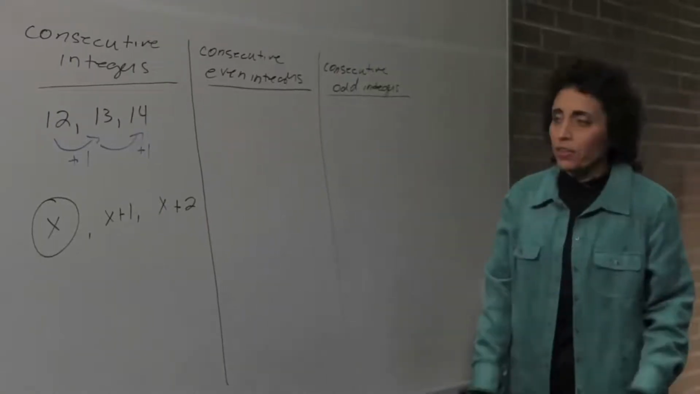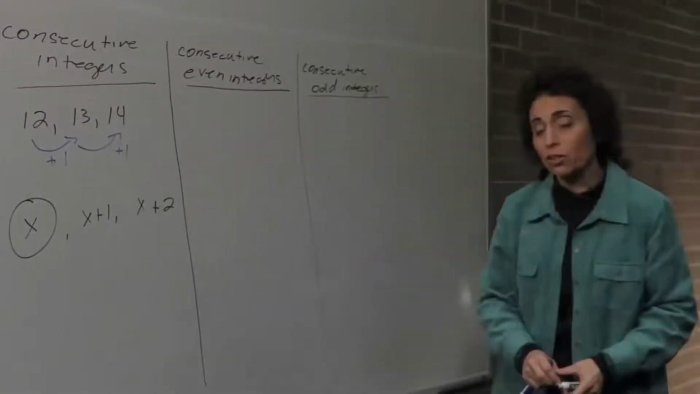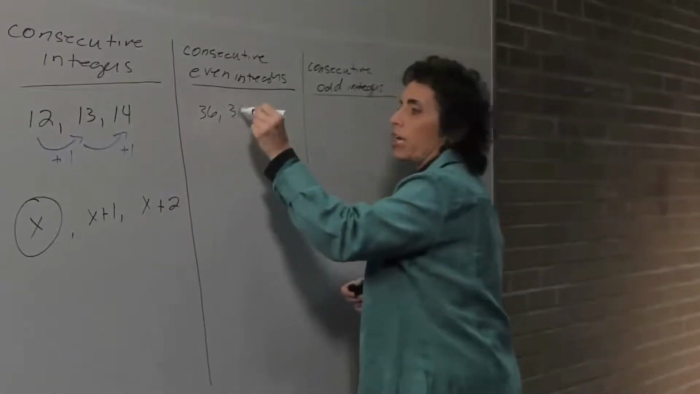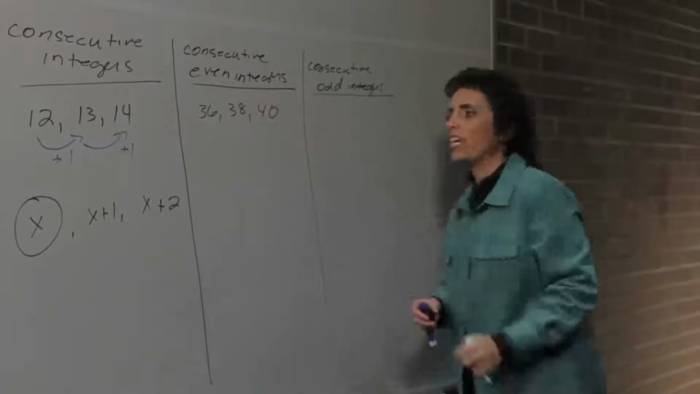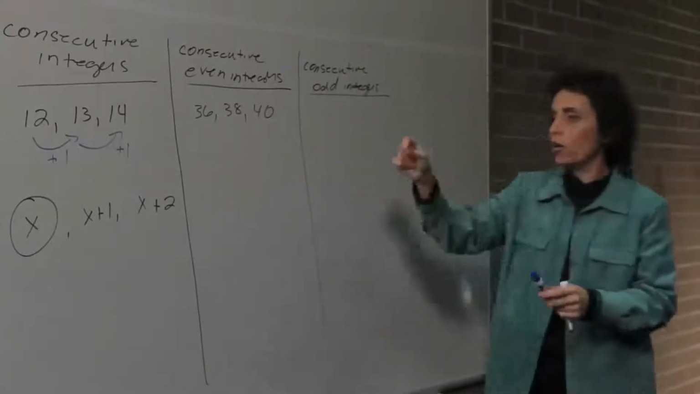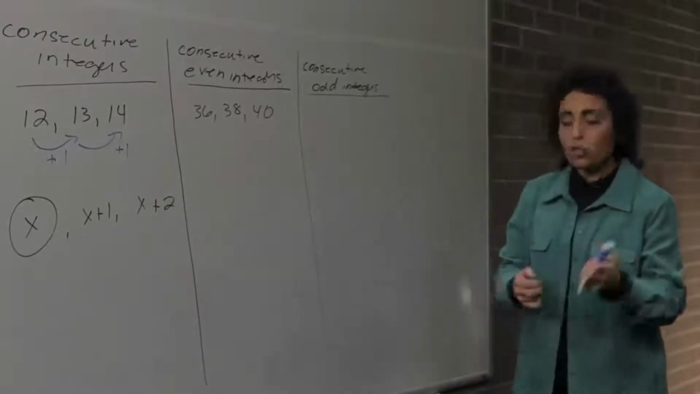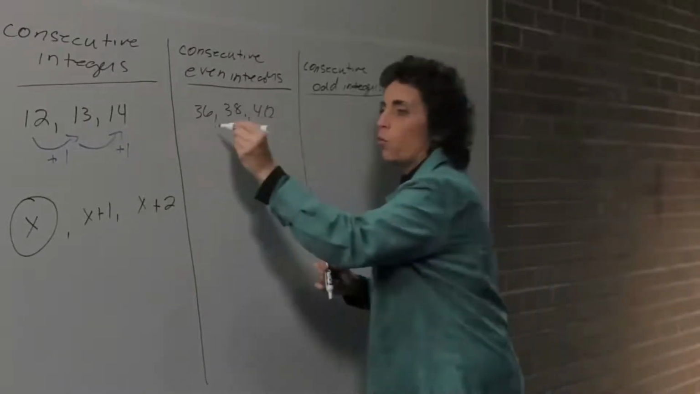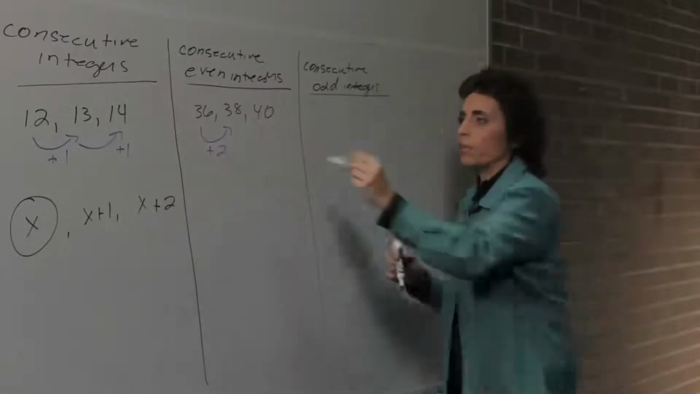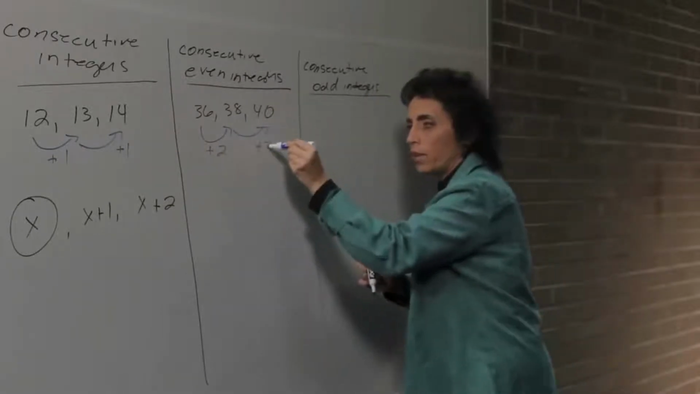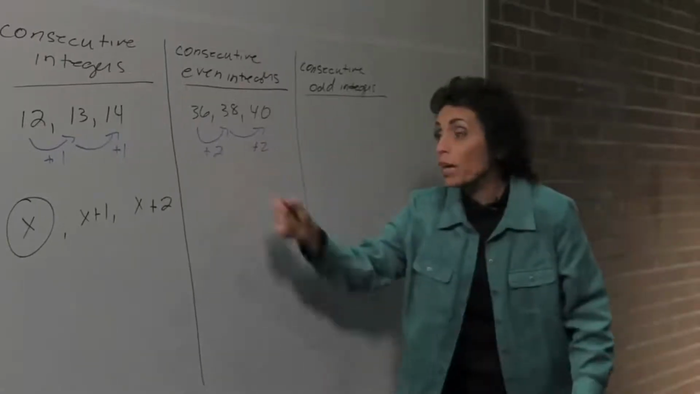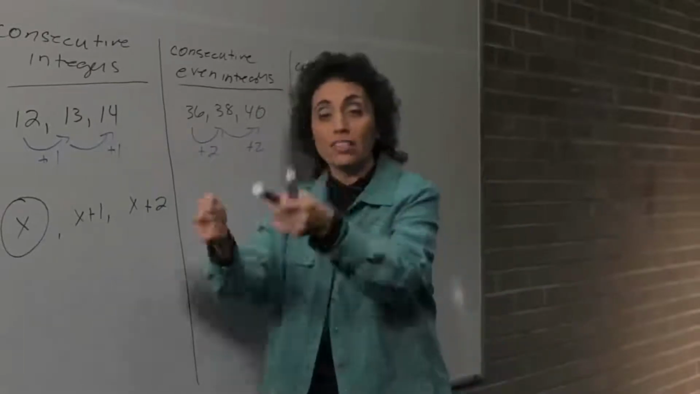Consecutive even. Well, you might be thinking 2, 4, 6. How creative of you. Or, I don't know, 36, 38, 40. Those are consecutive even integers. Again, they're even integers that come one right after the other. Let's look at the pattern here. To go from one even integer to the next, you have to add 2. Then to go to the next one, you add 2 again. That's the pattern. You keep adding 2, because we have to step over an odd to get to our next even.